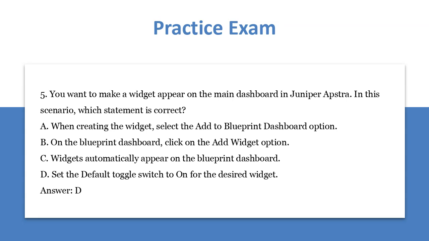5. You want to make a widget appear on the main dashboard in Juniper Apstra. In this scenario, which statement is correct? A. When creating the widget, select the Add to Blueprint Dashboard option. B. On the Blueprint dashboard, click on the Add Widget option. C. Widgets automatically appear on the Blueprint dashboard. D. Set the default toggle switch to on for the desired widget. Answer: D.